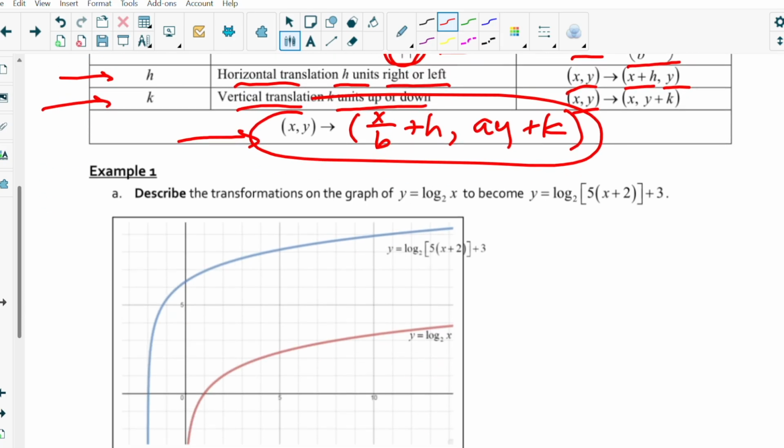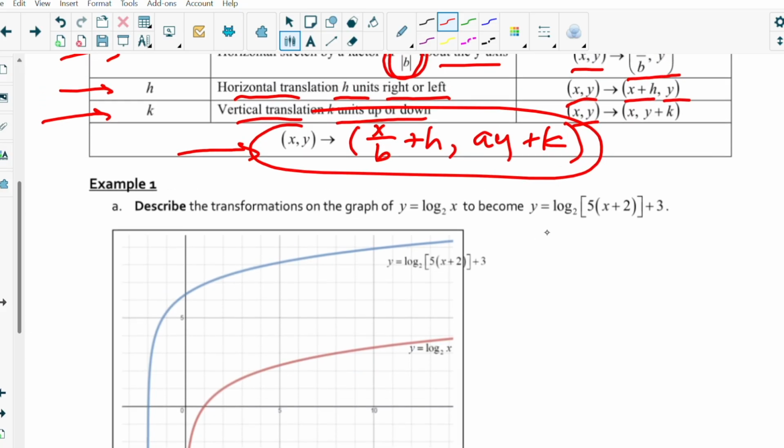Example 1: describe the transformations on the graph of y equals log base 2 of x to become y equals log base 2 of [5 times (x plus 2)] plus 3. Okay, let's break this down. I'm going to write the general transformation model for logs here: y equals a log base c of b times (x minus h) plus k.